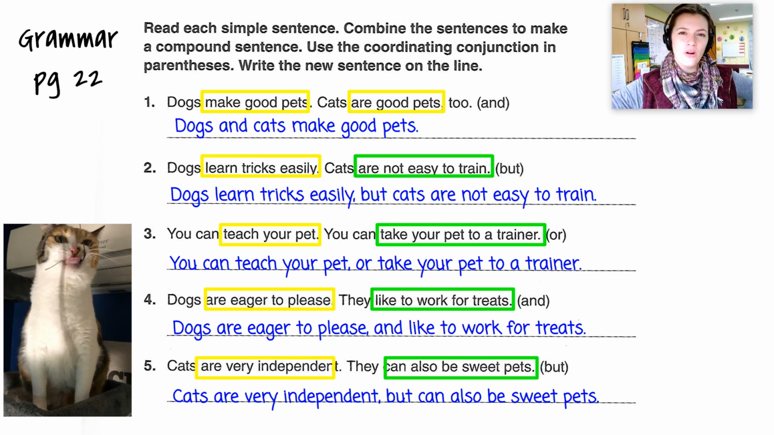So we've been doing all this talking about cats and dogs. I think we need to look at some pictures of cats and dogs. Pause your video if you're still writing, but if not, let's go on and look at some pictures of cats and dogs.